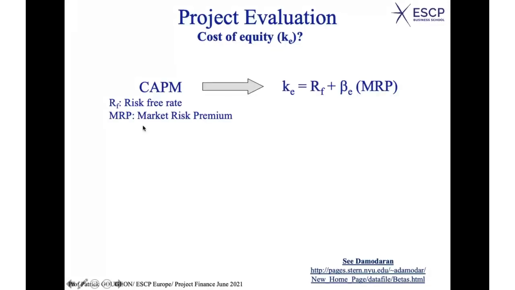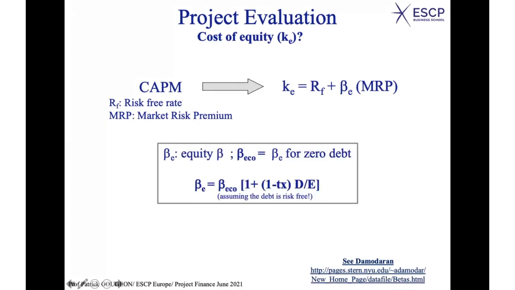For the cost of equity, if you use a CAPM, it would be the risk-free rate plus the equity beta times the market risk premium. I'm assuming that all of that is known to you. Now, how do we link the equity beta and the unlevered beta, or economic beta? This is the formula which is commonly used. The equity beta is the economic beta without debt times 1 plus (1 minus the tax rate, TX stands for the tax rate) times debt over equity.